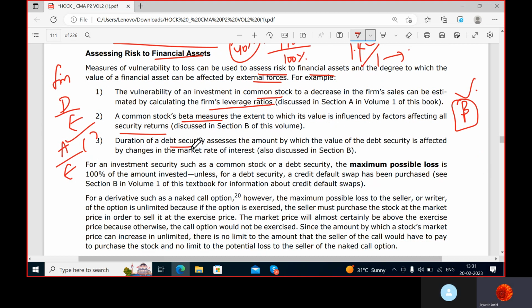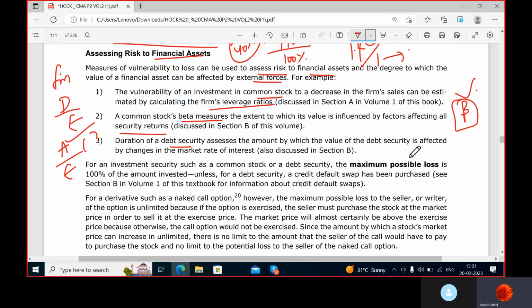Duration of a debt security. Duration measures sensitivity, how the value of a security is affected by changes in interest rates. This is also one of the measures to measure the sensitivity in the price, or the value, of a debt security.